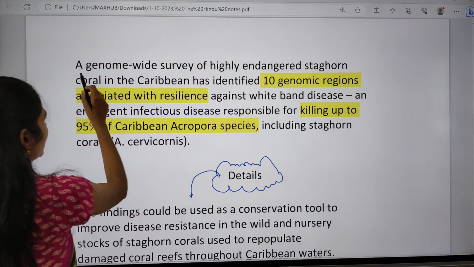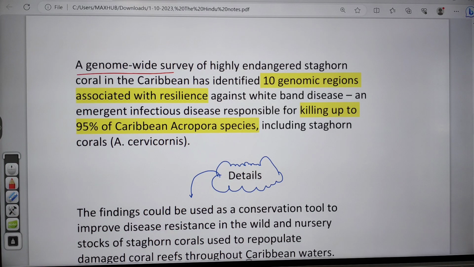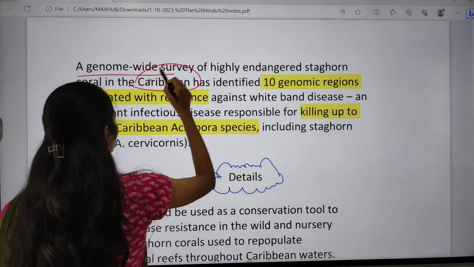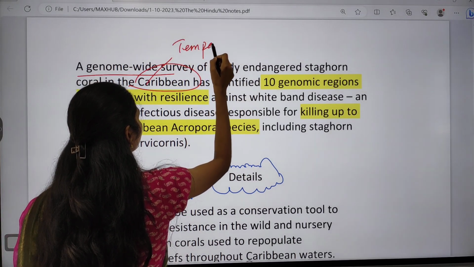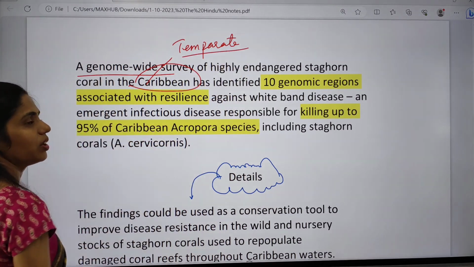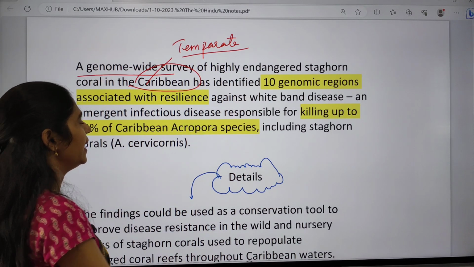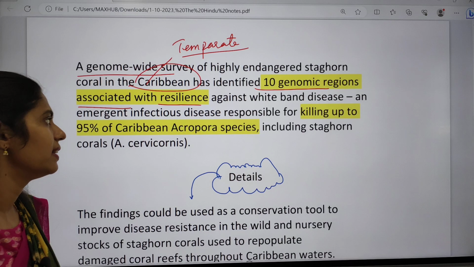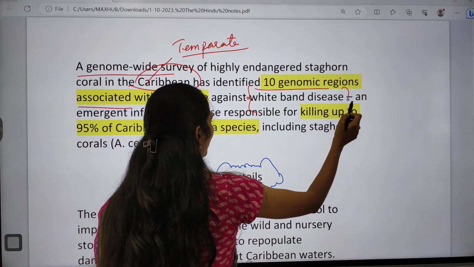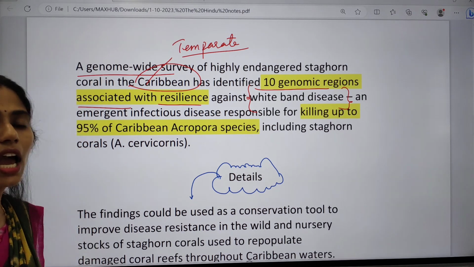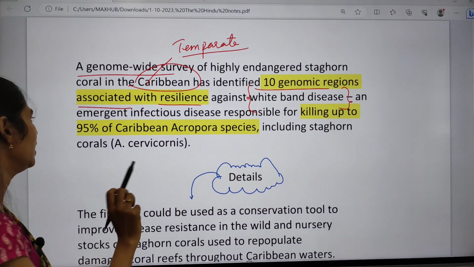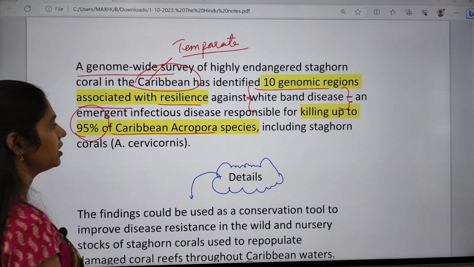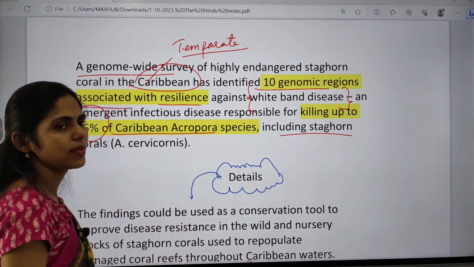A genome-wide survey was made on the critically endangered staghorn corals, and this coral is present in the Caribbean. That means it is temperate or cool water coral, and they identified 10 genomic regions associated with resilience against white band disease. They are affected by this white band disease. It is an infectious disease, and because of it, it is killing 95% of Caribbean species, including staghorn corals. It is a cause of concern.